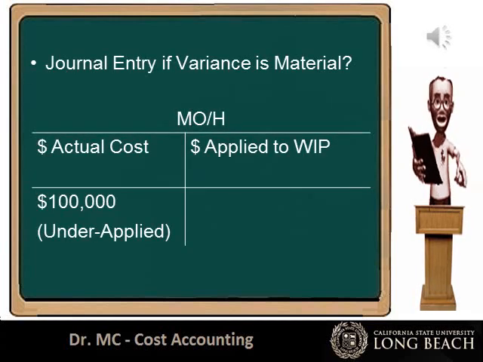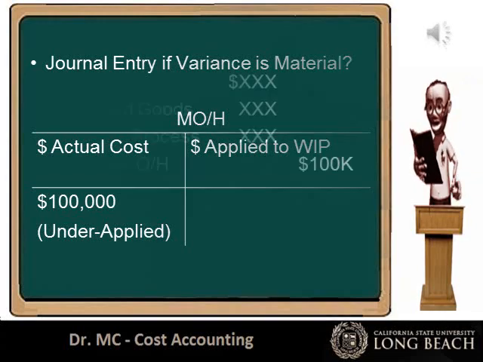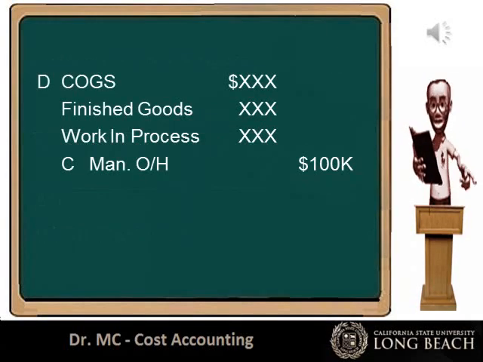What is the journal entry if the variance is material? Assume that a company's manufacturing overhead is $100,000 under-applied, and the variance is material. The first thing that you should do is debit or credit the manufacturing overhead account in order to eliminate the balance in that account. In this case, because the account has a debit balance, you need to credit it for $100,000 in order to zero out the account.